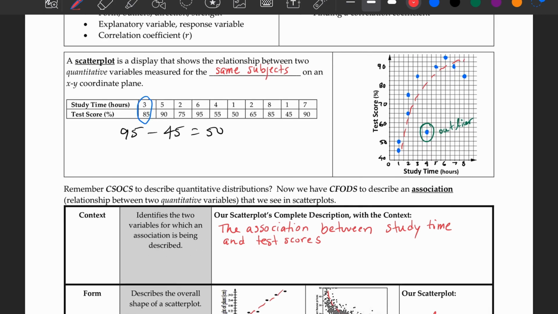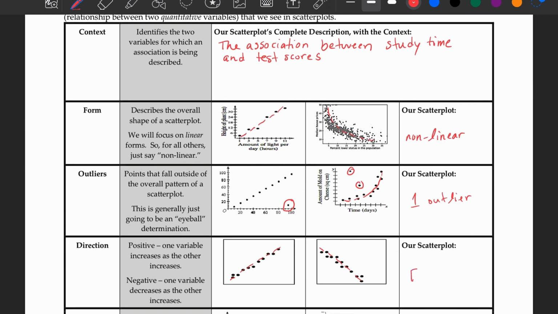From my perspective up here, I am seeing that as study time increases, overall test scores are increasing as well. It is, again, not perfect. As we note, there's an outlier where it's like, wait, you studied more than some people and got a worse score. What's up with that? But overall, we're seeing a positive relationship.